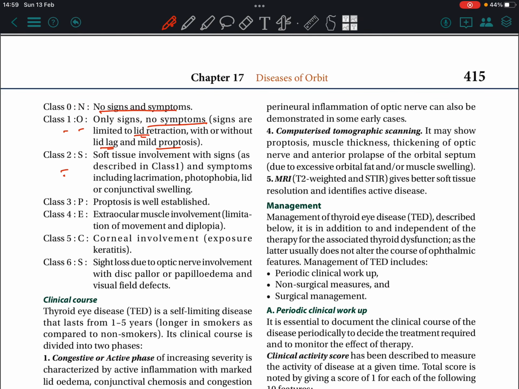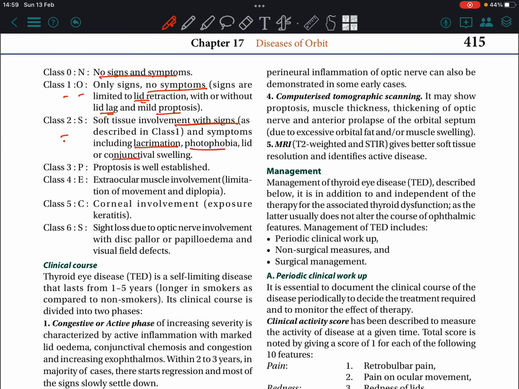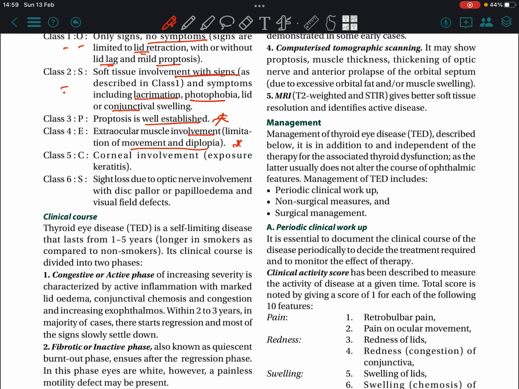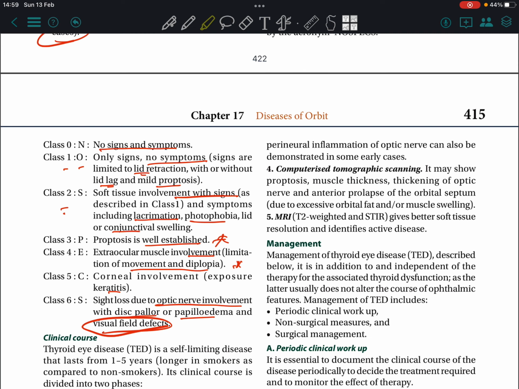Class 2 S, soft tissue involvement with signs as described in class 1 and symptoms including lacrimation, photophobia, lid or conjunctival swelling. Class 3 P, proptosis well established in class 3. Class 4 E, extraocular muscle involvement, limitation of movement and diplopia. Class 5 C, corneal involvement, exposure keratitis. Class 6 S, sight loss due to optic nerve involvement with disc pallor or papilloedema and visual defects. NO SPECS is the acronym.